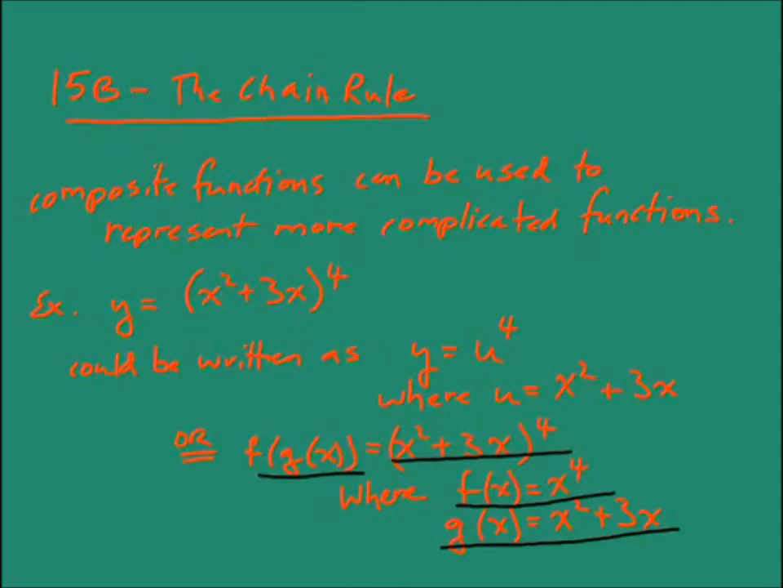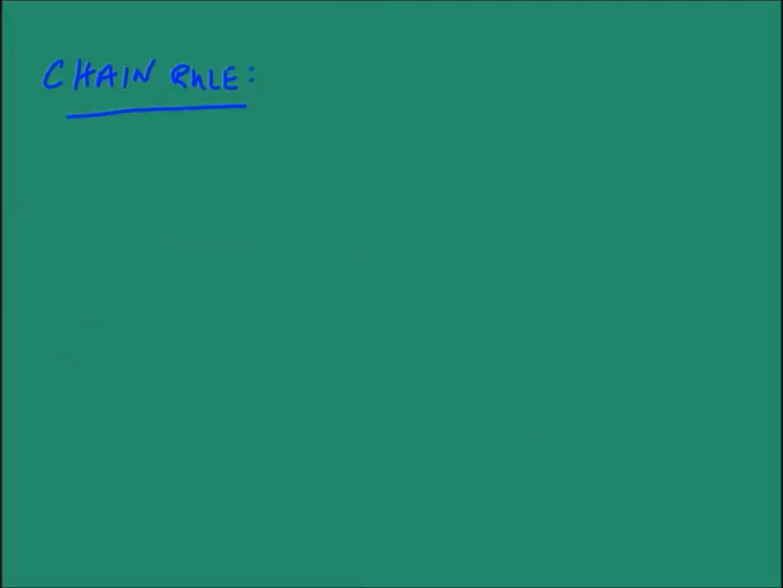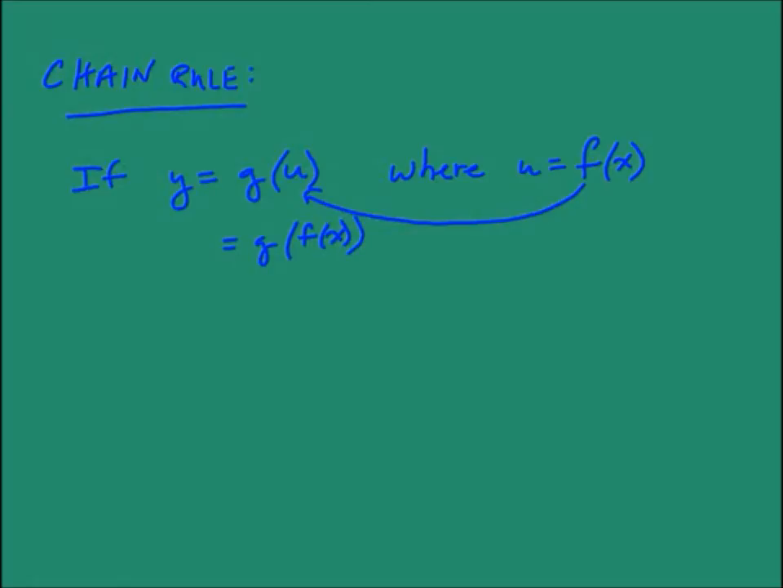Okay, we can actually differentiate these functions, and we have a special rule called the chain rule that helps us differentiate these functions. Okay, the chain rule. If y equals g of u, where u is actually equal to f of x. Okay, you can see that if we substituted our f of x where the u is, we would get g of f of x here.